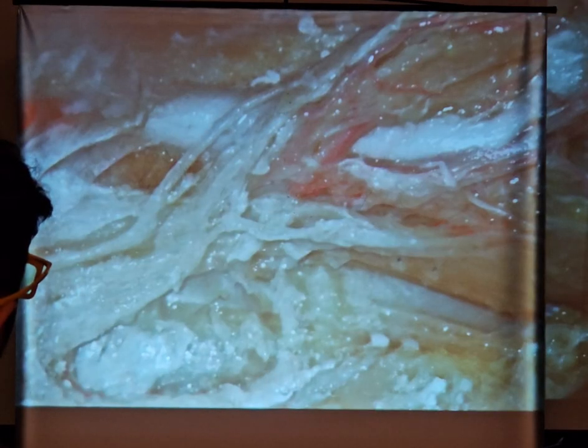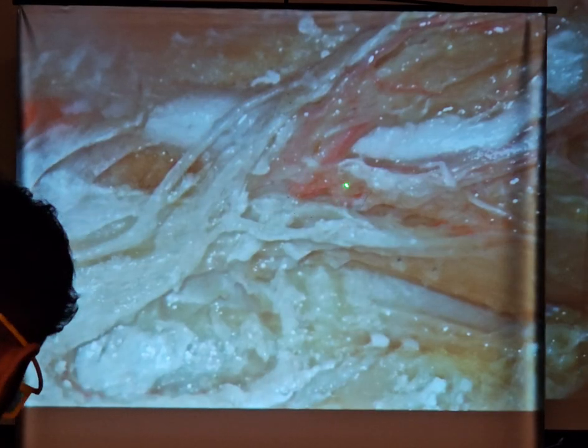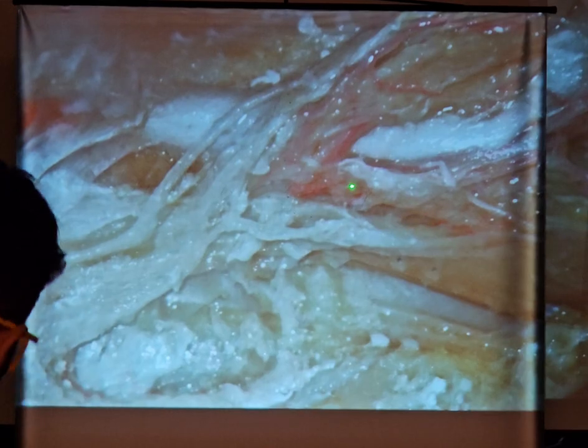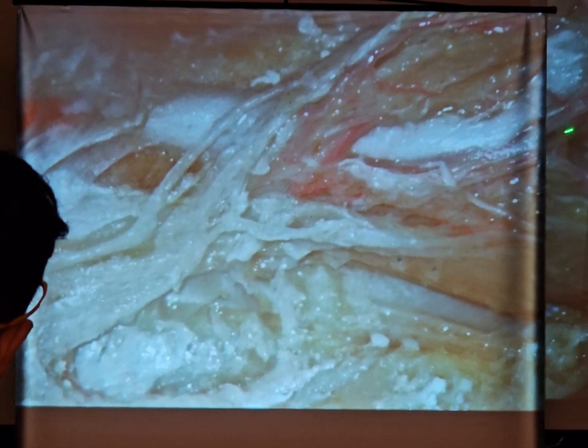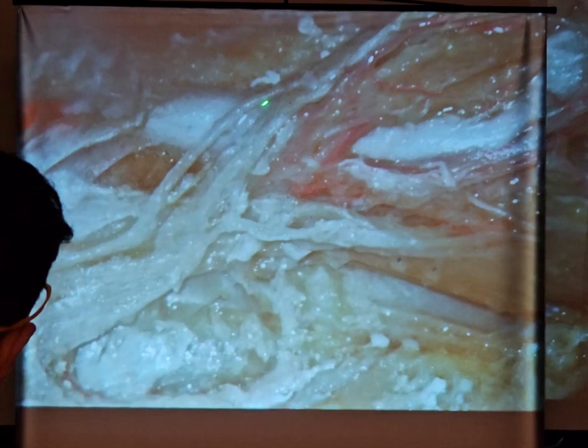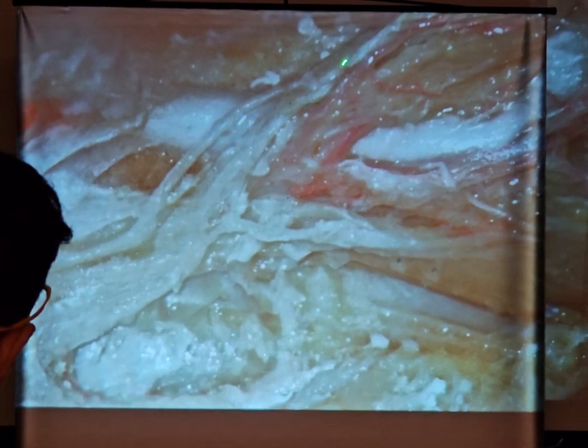We continue the dissection just to see here the ciliary ganglion, and we know that the ciliary ganglion will give off long ciliary nerves. Again, we have here the fourth nerve and the ophthalmic nerve.